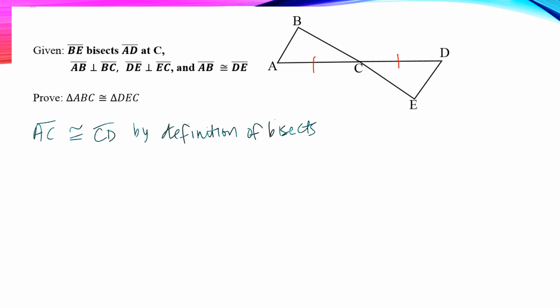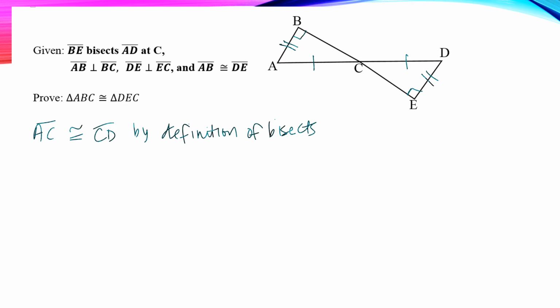Now that first statement there, you don't have to write down. Like I said before, if you see that word bisects, and you write that those two pieces are congruent, that tells me that you understand what the word means and you don't need to put a reasoning down. Then AB is perpendicular to BC, so that makes a 90-degree angle. DE is perpendicular to EC, so that makes a 90-degree angle. And then AB is congruent to DE.